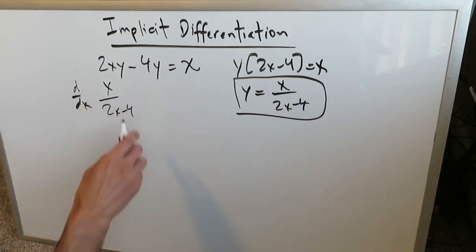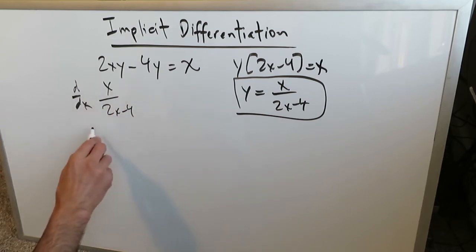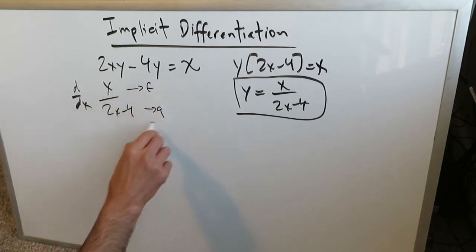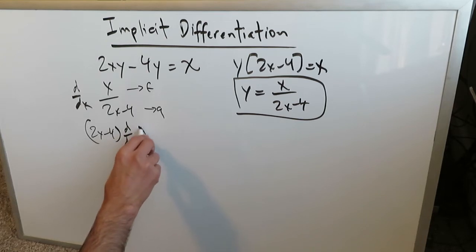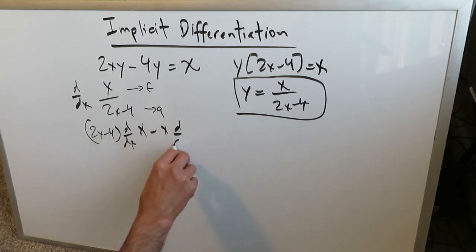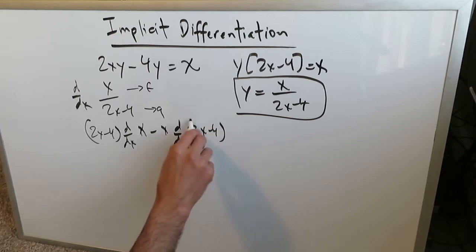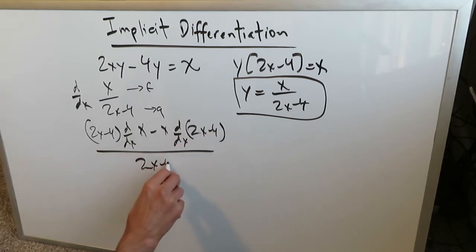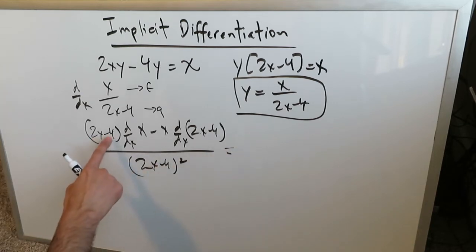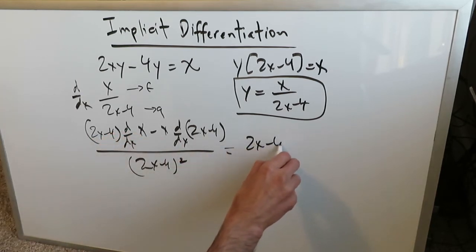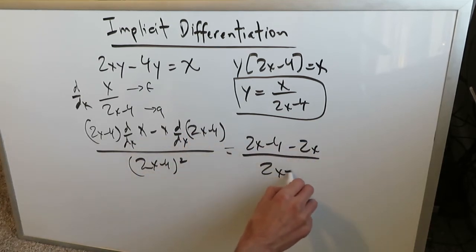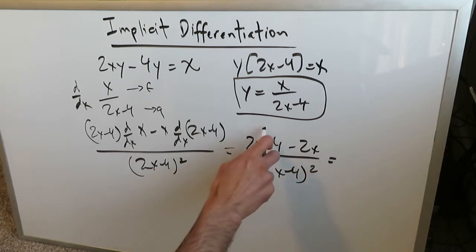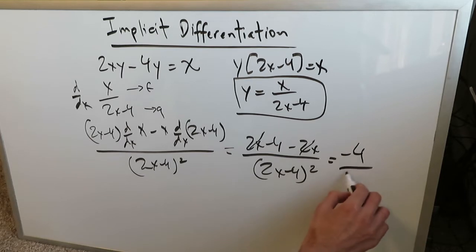Explicit differentiation. When you do the explicit differentiation, you have to do the quotient rule over here. Here's my f function, here's my g function. It's the g function multiplied by the derivative of the f function, minus the f function multiplied by the derivative of the g function, over the g function squared. Now look, when we simplify this, what do we get? 2x minus 4 times the derivative of x is just 2x minus 4. Minus x times the derivative of 2x minus 4, which is 2x, over 2x minus 4 whole squared. Now look, when you simplify this, what's your derivative? It's minus 4 divided by 2x minus 4 whole squared.